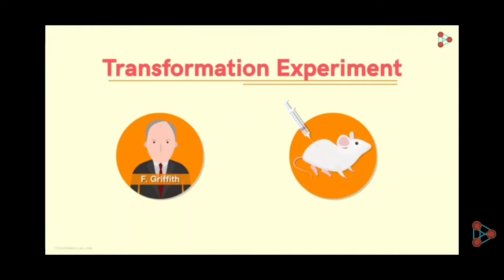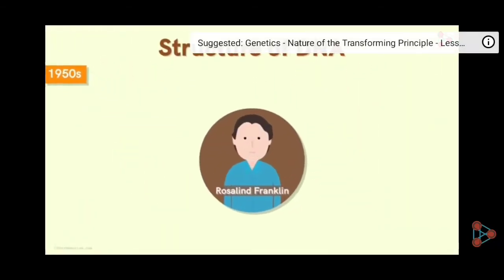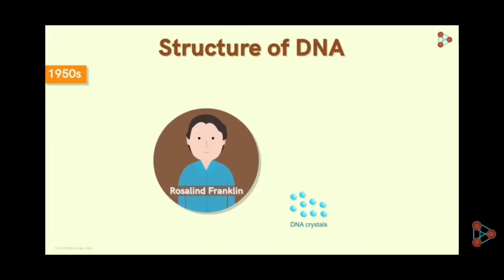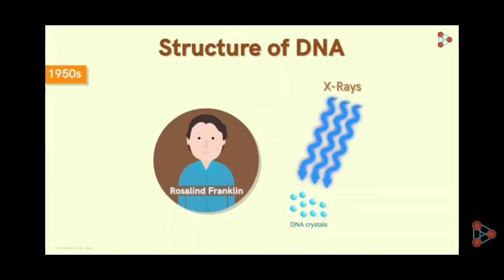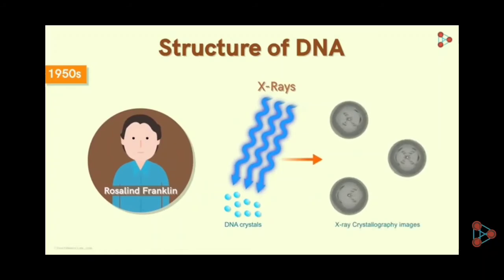So around the early years of 1950s, an English chemist named Rosalind Franklin started working on DNA molecules. She isolated the DNA crystals and shone X-rays on them. As a result, she obtained fine images of the structure of the DNA molecules. According to sources, the best one looked somewhat like this.